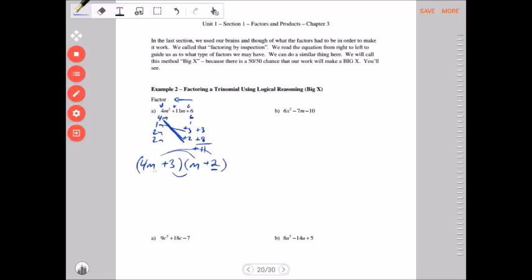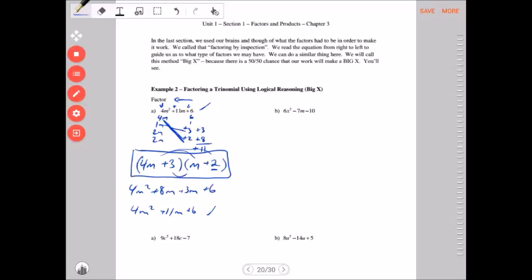If we try that, we get 4M squared, okay, plus 8M, plus 3M, plus 6. The O and the I combine, and you get plus 11M plus 6, which is our question again. So this indeed is our answer. Whew, that was intense. Okay, so let's try that again.